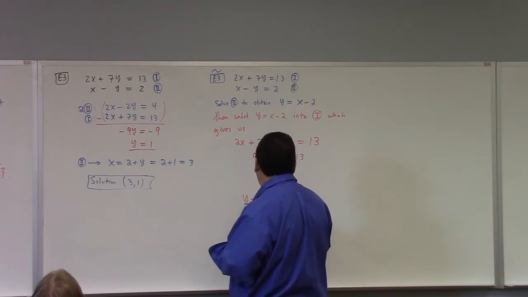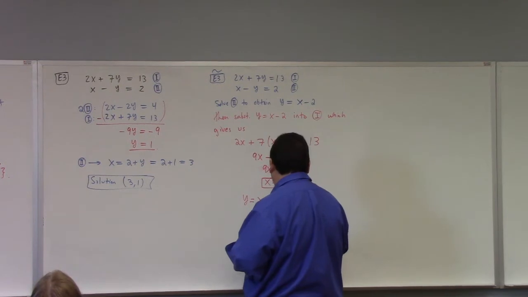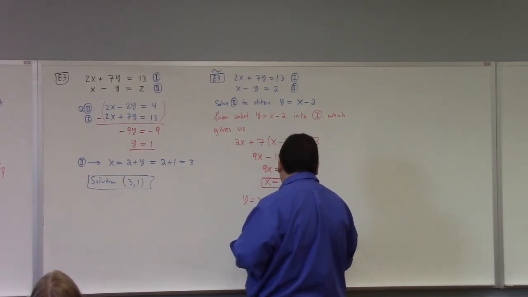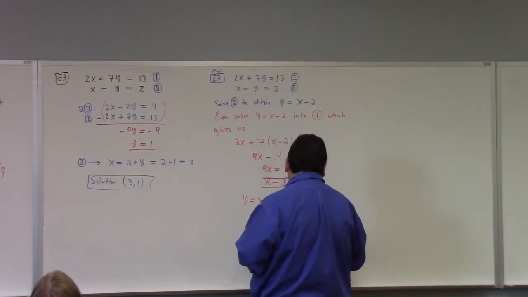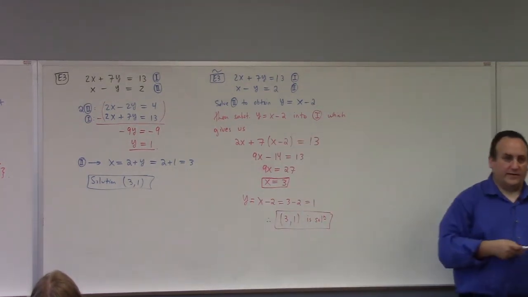y is x minus 2, right? Which is 3 minus 2, which is 1. So therefore, (3, 1) is the solution. Which, of course, is what we just found the other way, right?